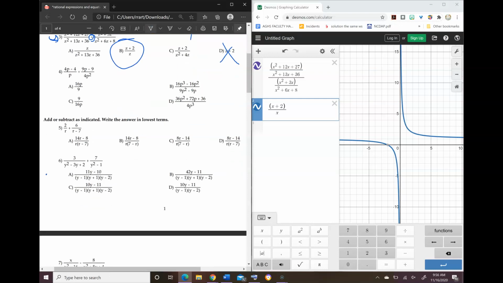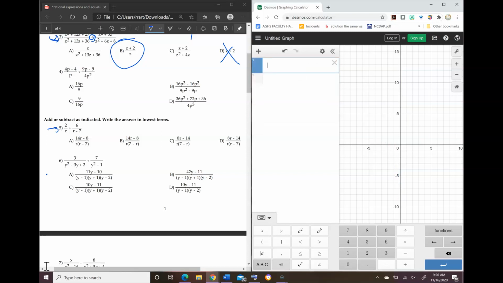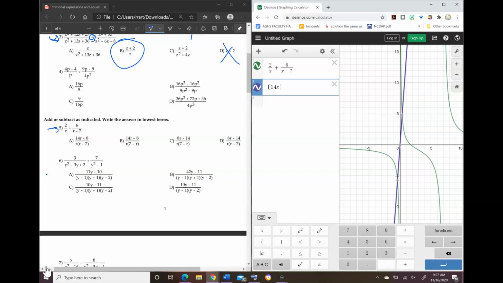All right, let's do an adding one. I'm going to do number 5 because that's less to type in than 6, but you get the same results. So I'm going to say 2 divided by x, tab over, plus 6 divided by x minus 7. So that's my question, and I need to find an answer that looks like that graph. So we do another line, and I'm just going to go through and type them. Put that numerator in parentheses, 14x minus 8 divided by x times x minus 7.